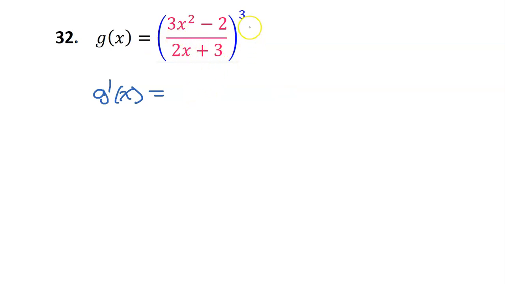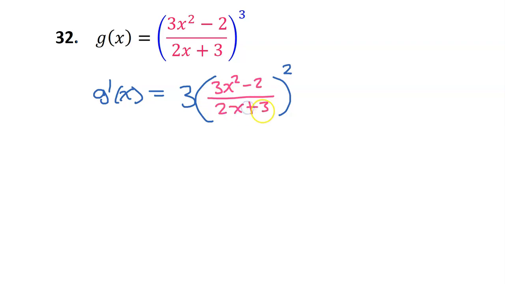So let's start with the outer function. The power rule says we move the 3 to the front and reduce the power by 1. So at this stage, we leave the inner function the same, 3x squared minus 2 over 2x plus 3. But then we multiply by the derivative of the inner function. This is a quotient, so we're going to have to use the quotient rule.